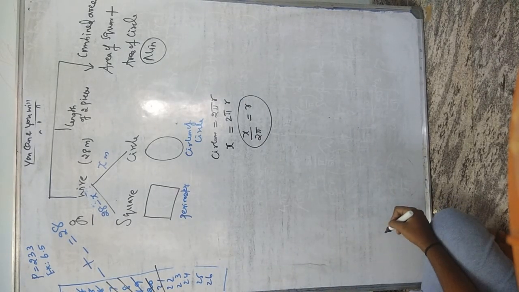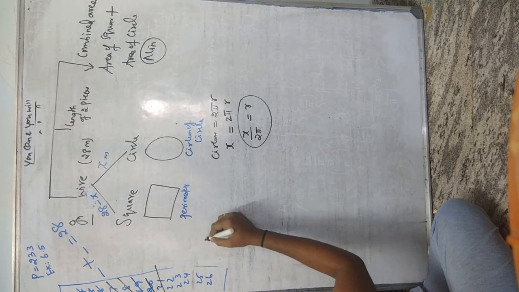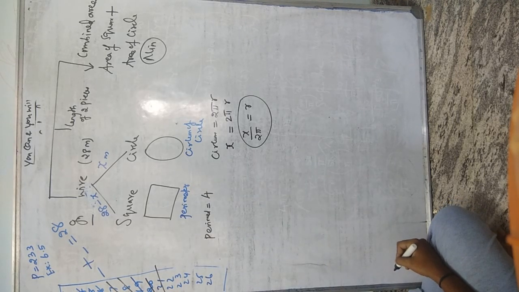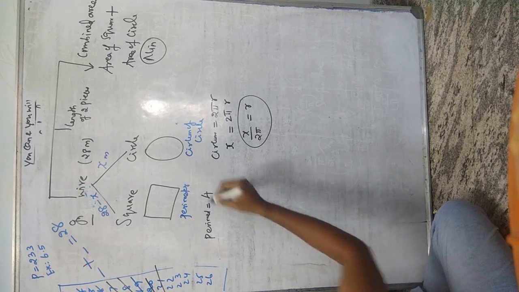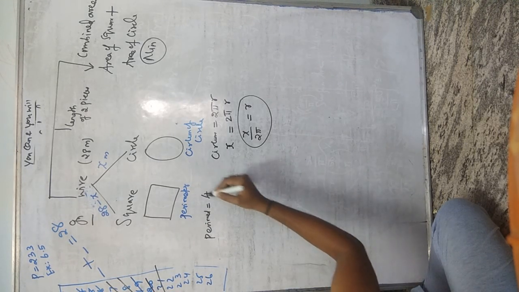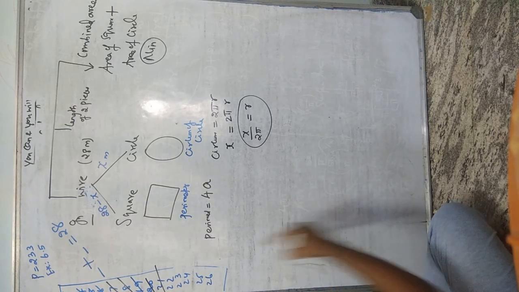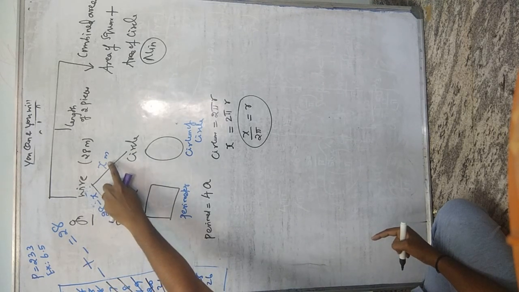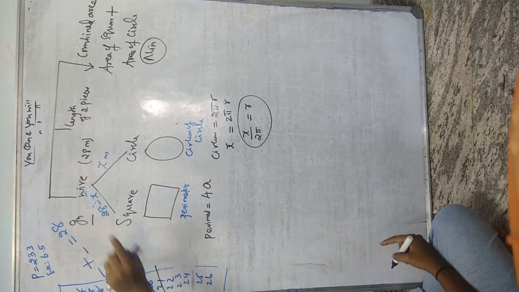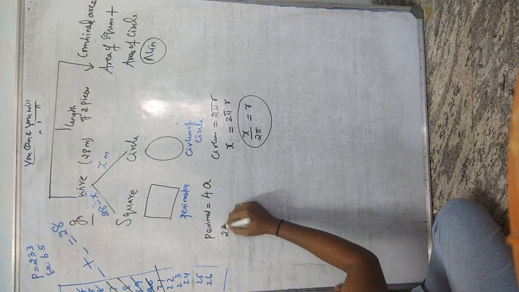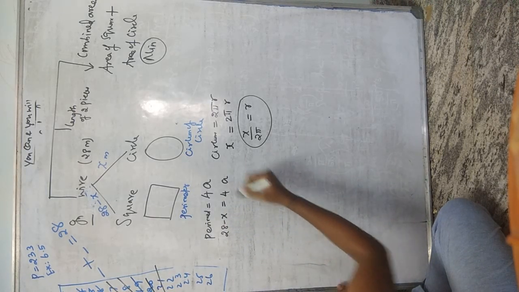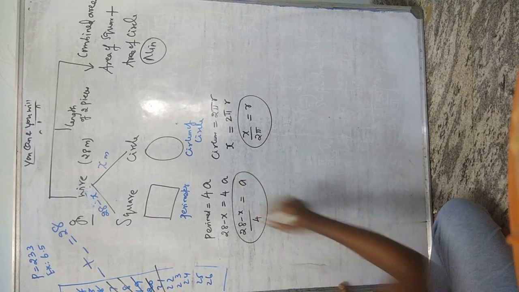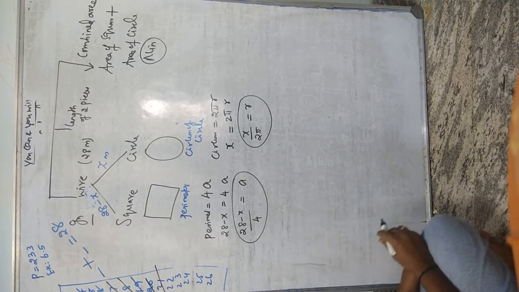Next, the perimeter of the square. The perimeter of this square is 4 into side, 4x or 4a, whatever it is. So the total perimeter: if for the circle we have used x meter, for the square we are forming 28 minus x equal to 4 into side. So side equals (28 minus x) upon 4. From this I have found the side, and from the earlier one I have found the radius.